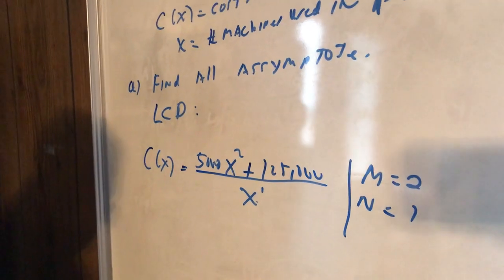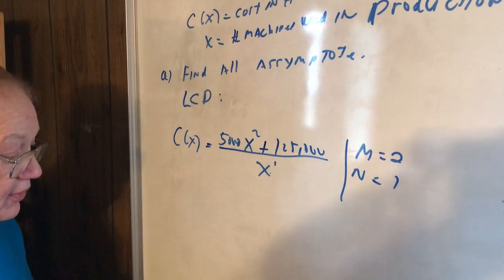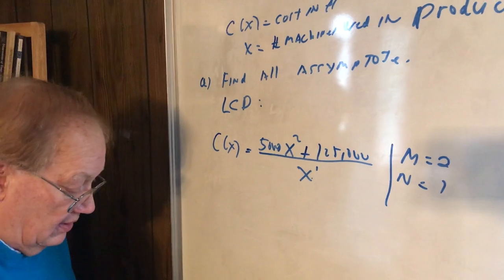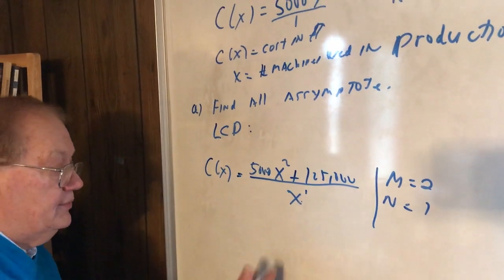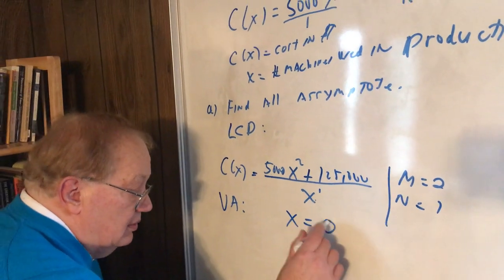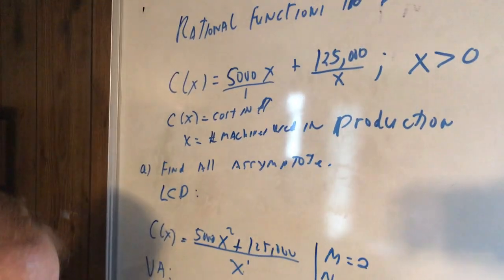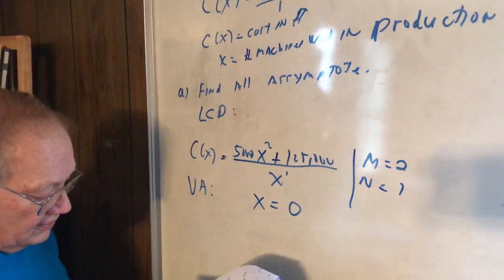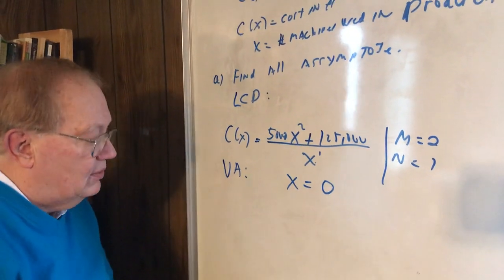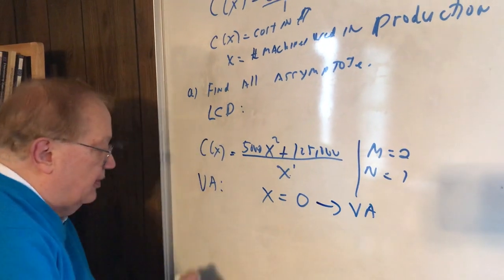All right, now what about my vertical asymptotes? Well, notice for my vertical asymptote, I set the denominator equal to 0. But what did I say? This cannot be 0. So is this a vertical asymptote? Well, let's assume that it is right now. So we'll say that this is your vertical asymptote, and let's see its behavior here.